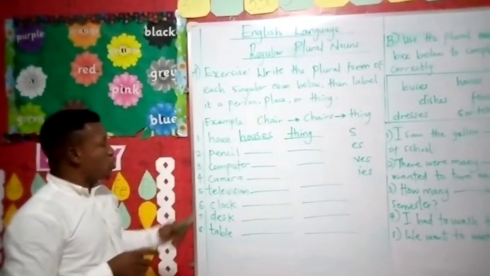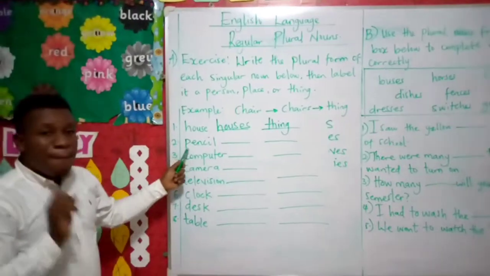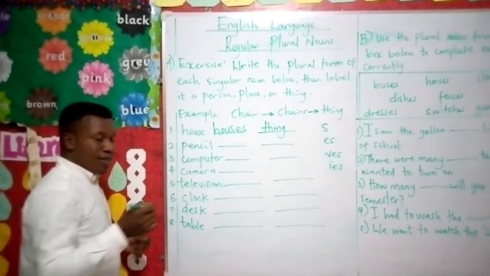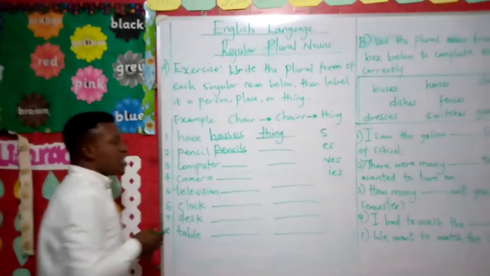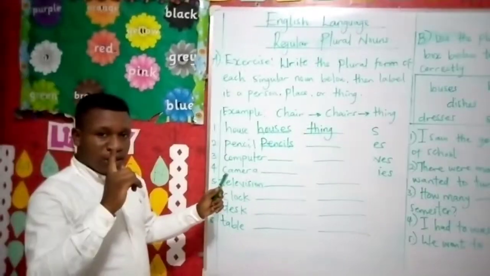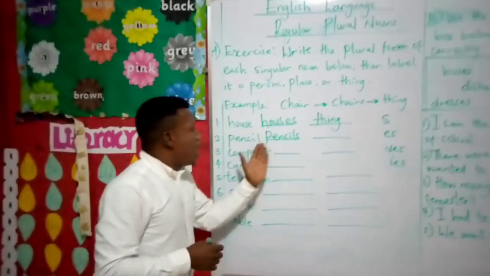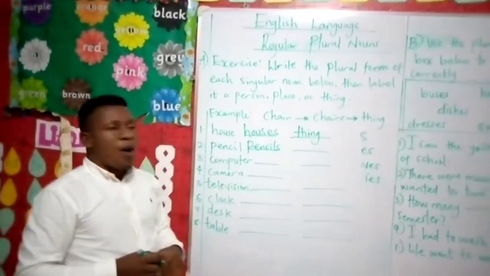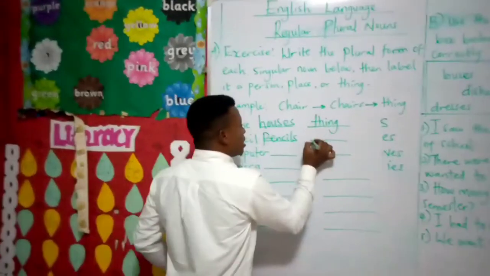Now, let's go to number 2. Pencil. What's the plural form for pencil? Pencils. This is because it's more than one. Pencil, one. Pencils, more than one. A pencil is not a person. It's neither a place, but it's a thing.